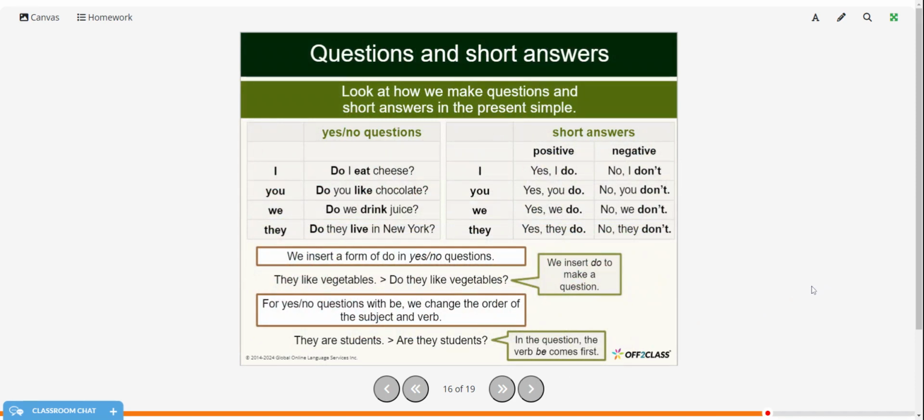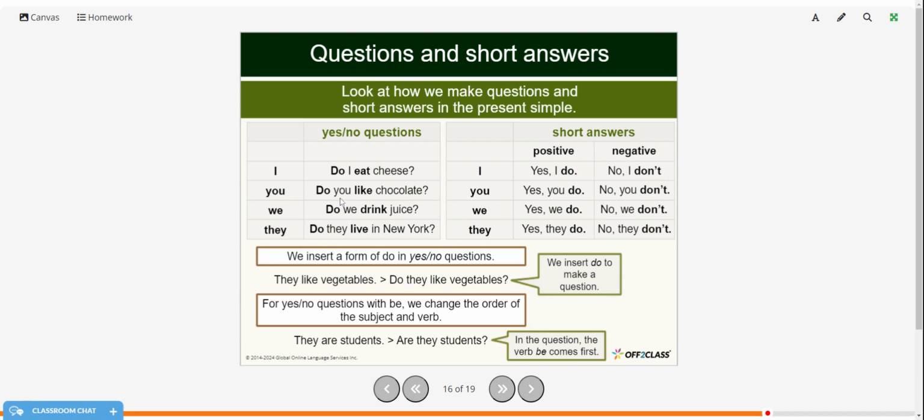All right, now we're going to talk about questions and short answers. So we're going to look at how we make questions and short answers in this simple present. So for yes or no questions, we simply add do in front of the sentence. So the statement would be, I eat cheese. And to make that into a question, you just put the word do in front of it. Do I like cheese? Yes, I do, or no, I don't.